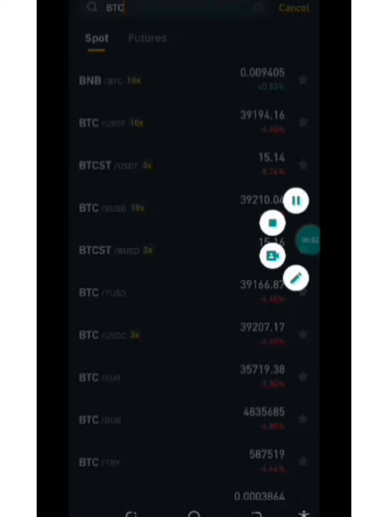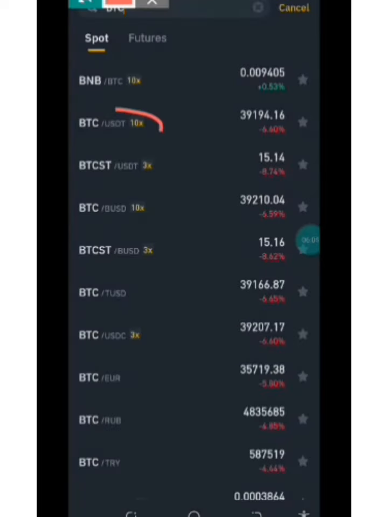Before I go on, let me just explain what USDT is all about. USDT is a stable coin. We have stable coins and unstable coins. We have different unstable coins: BTC, Ethereum, Solana, BNB, and the likes. They are unstable coins. But USDT is a stable coin. So for you to be able to trade crypto, you need a stable coin and an unstable coin.